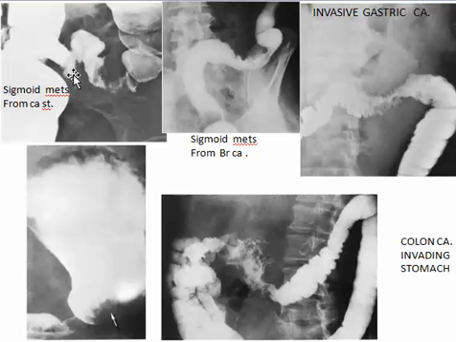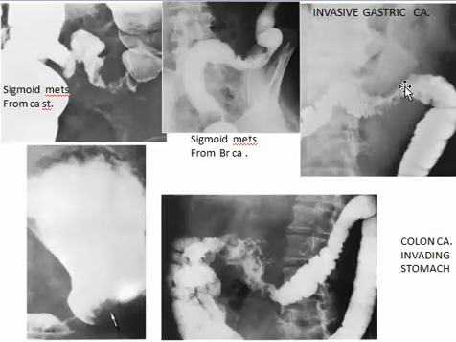This is the sigmoid with a lot of serosal metastasis coming from cancer stomach down. Sigmoid with irregular outline denoting subserosal lesions in case of breast carcinoma.